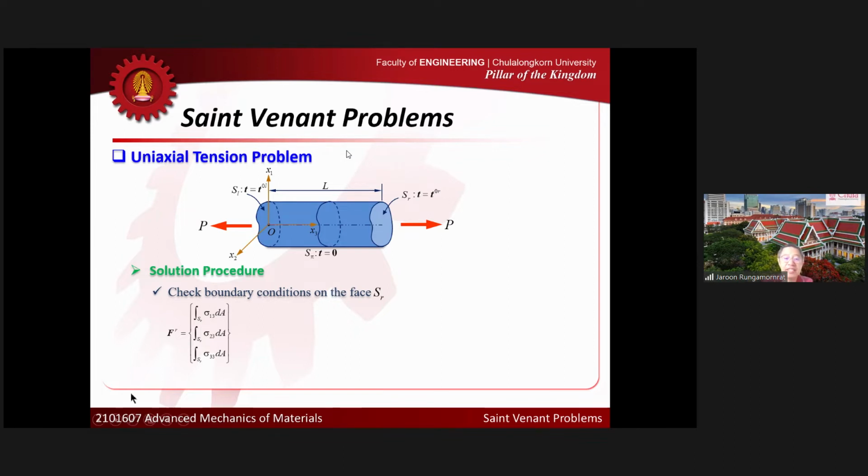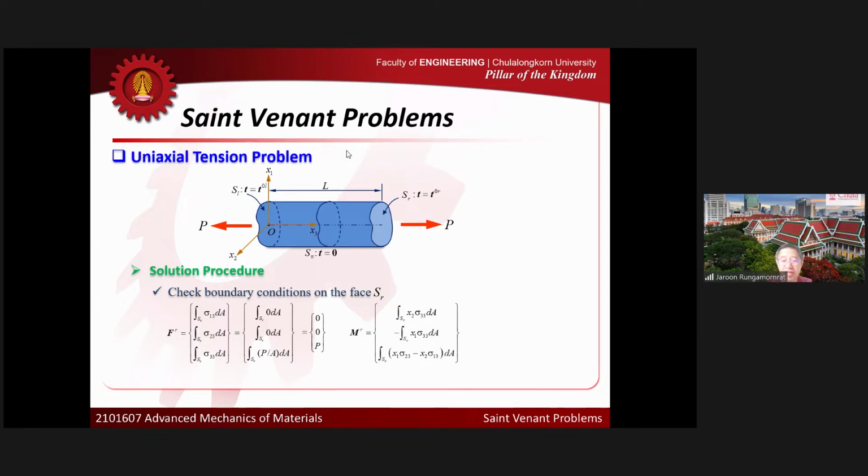Then I simply plug in the components of the gauge stress field into this formula and perform the integration. We know that sigma 1,3 and sigma 2,3 are 0, so the first and second components just disappear. For the last one, we plug in sigma 3,3 equal to P over A. Because P over A is constant, the integral simply reduces to P, right? So I will get this.